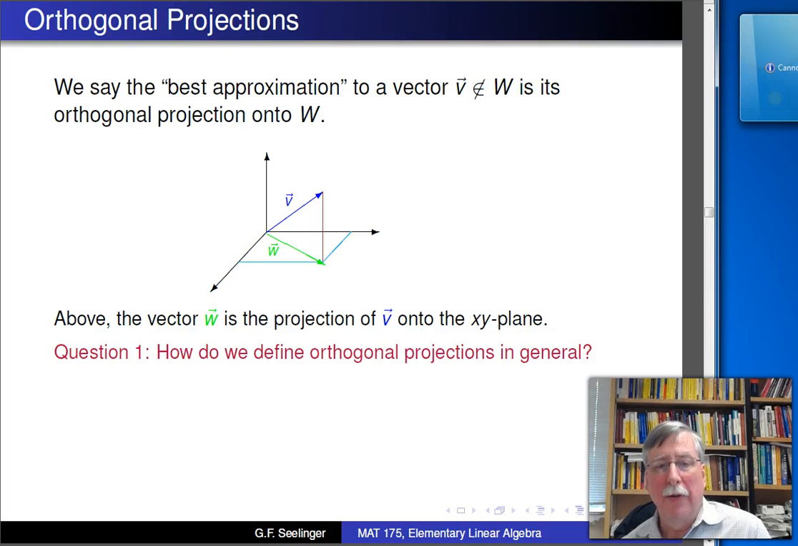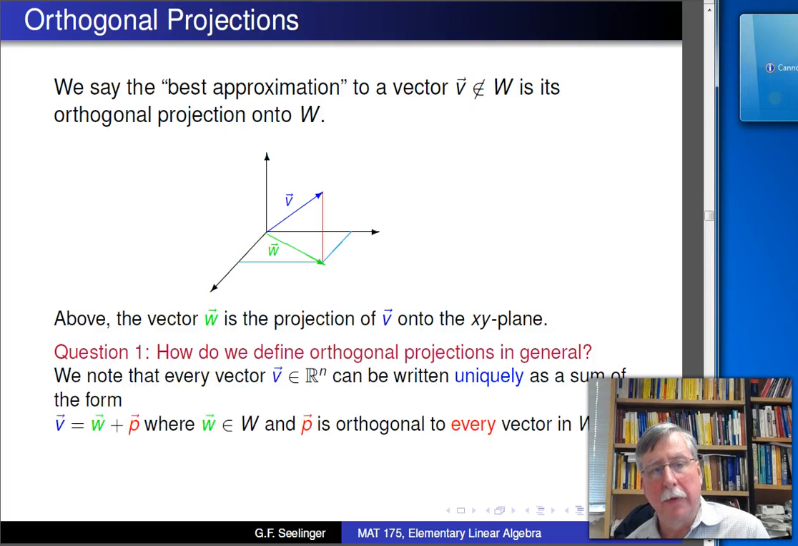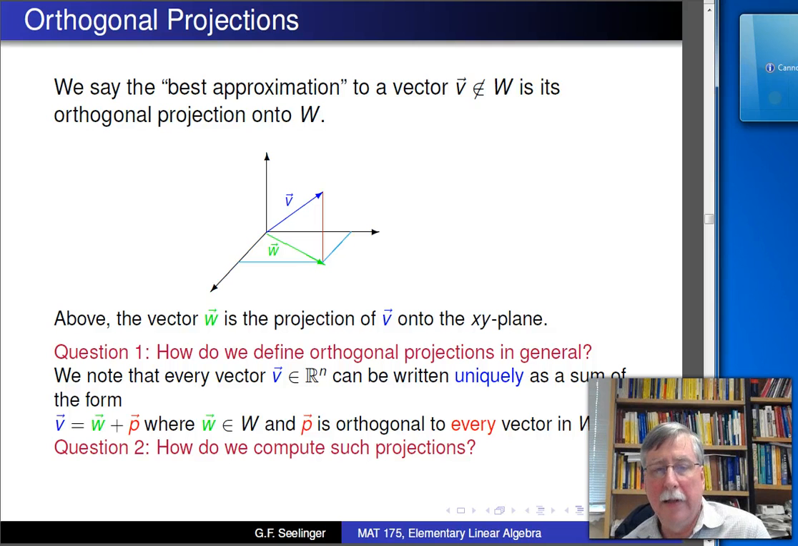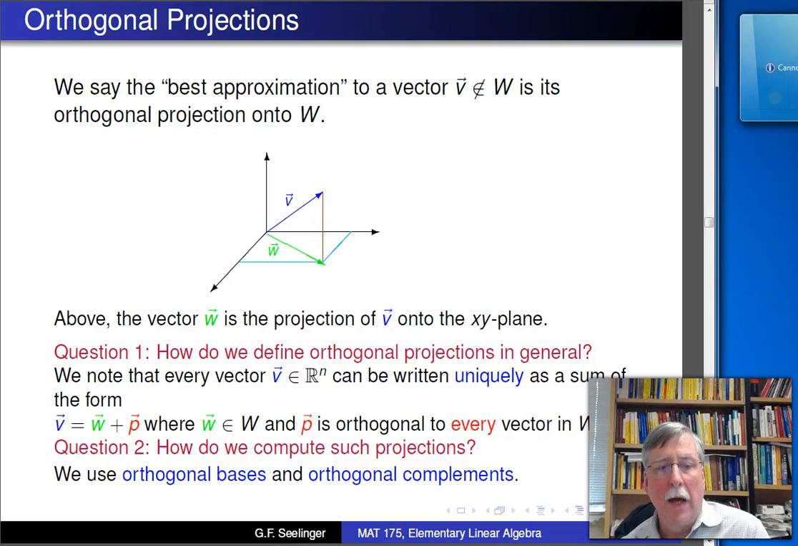So how do we find orthogonal projections in general? What we want to note is that every vector V in Rn can be written uniquely as a sum of the form V equals W plus P, where W is in my subspace and P is orthogonal to every vector in W. So it's going to be in the orthogonal complement. The question is how do we find those things for given examples? This is where we use orthogonal bases and orthogonal complements.